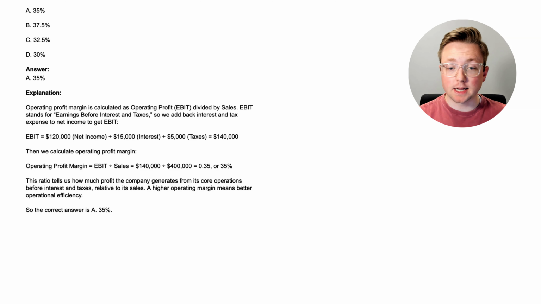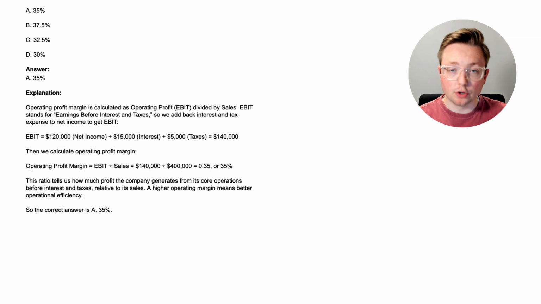Operating profit margin is calculated as operating profit, which is another way of saying EBIT, earnings before interest and taxes, and you divide that by sales. EBIT stands for earnings before interest and taxes, so we add back interest and tax expense to net income to get EBIT. So if we have net income and we know the interest expense and the tax expense, we can add those back to net income and get back up to earnings before interest and taxes.